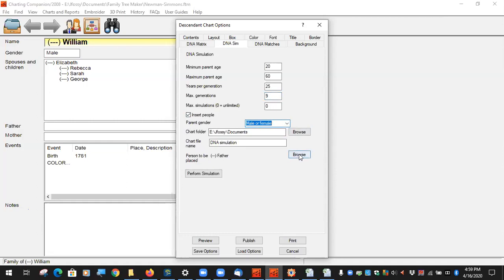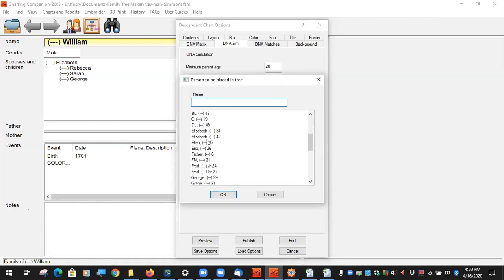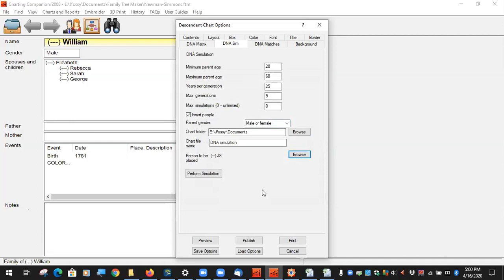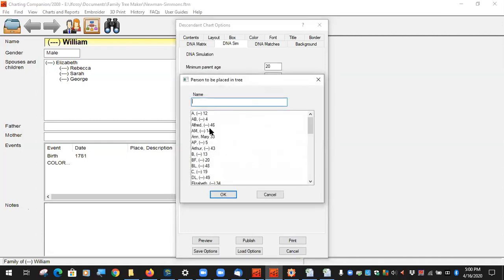And then here you tell it, okay, who do you want to place? Now this father is a person I want to place. And you can start typing in, because this tree doesn't have that many people. Like my main tree has like 20,000 people because I've got numerous extended branches in it. Whoops, and then I selected the wrong person.